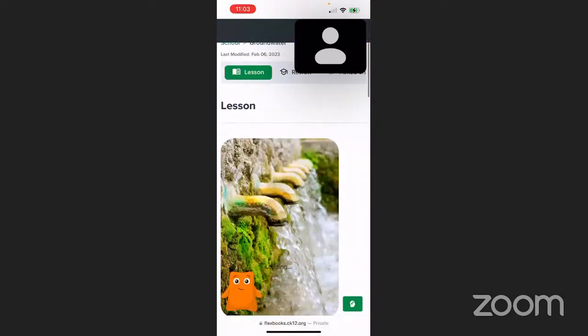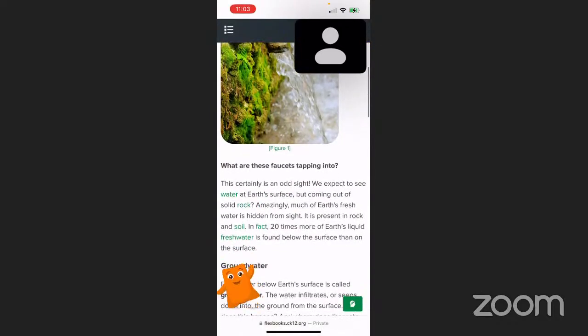Okay, groundwater. Can Haika read, please? Yes, Haika, are you there? Yes. Can you see the screen? Okay, there certainly is an odd sight. We expect to see water at Earth's surface, but coming out of solid rock? Amazingly, much of Earth's fresh water is hidden from sight. It is present in rock and soil. In fact, 20 times more of Earth's liquid fresh water is below the surface than on the surface.